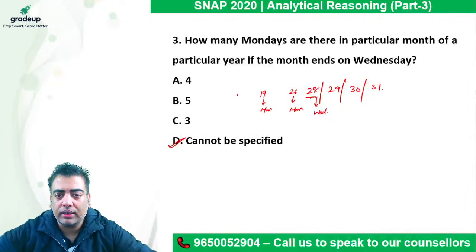19 minus 7 comes out to be 12, which is again going to be a Monday. 12 minus 7 comes out to be 5, which is again going to be a Monday. So there are 4 Mondays in this month.